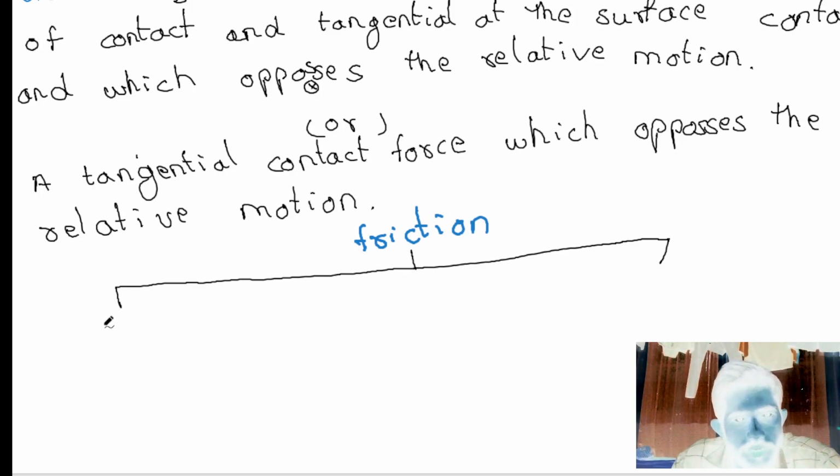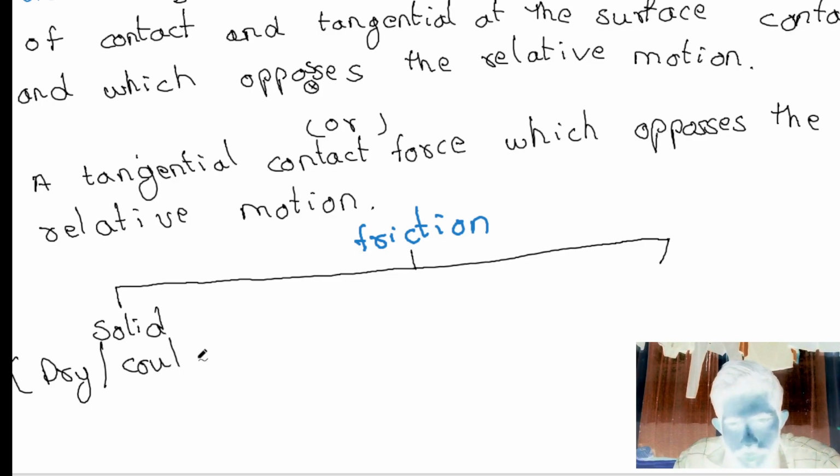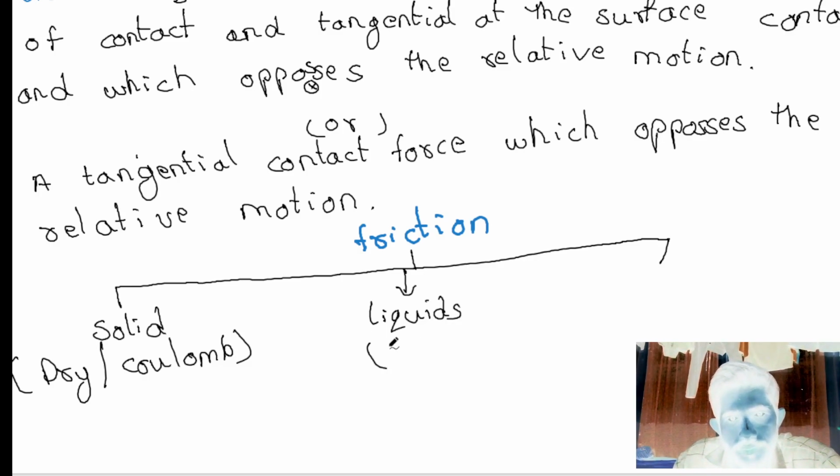Friction on solid surfaces is dry or Coulomb friction. Friction in liquids is viscous. And non-viscous is greasy.